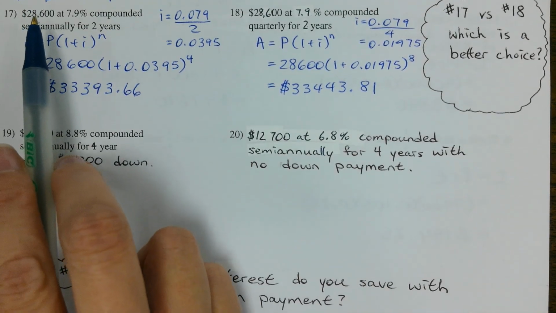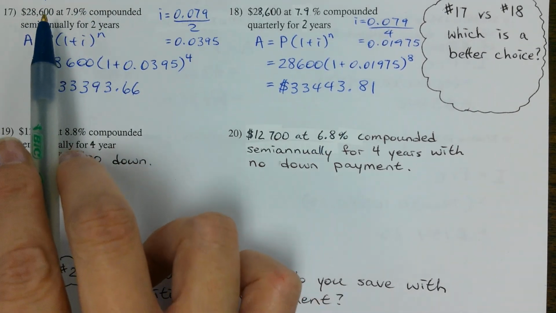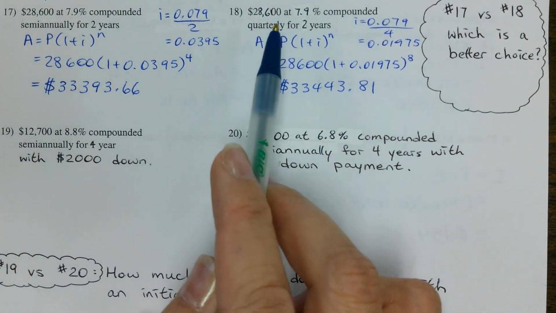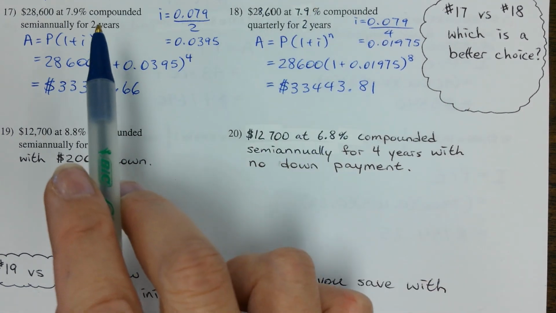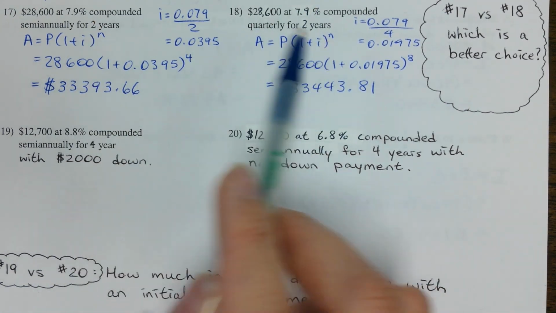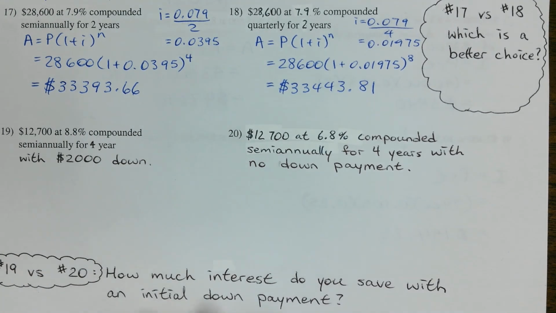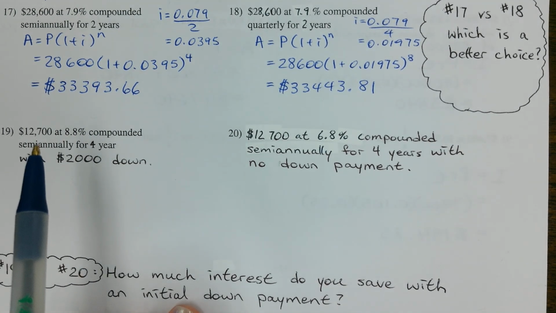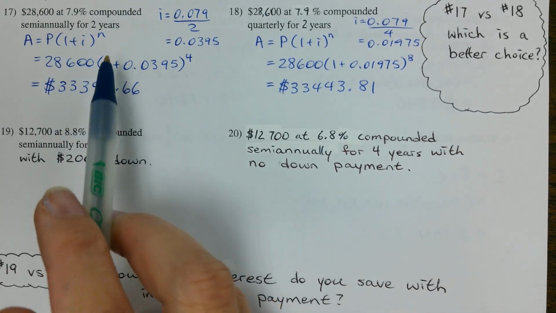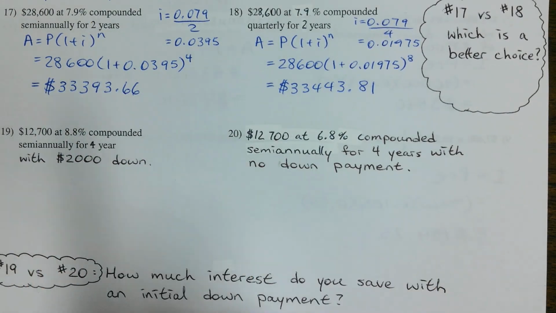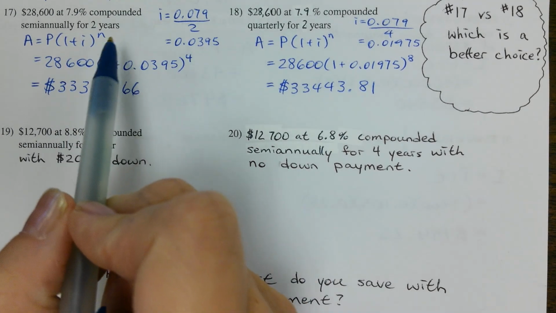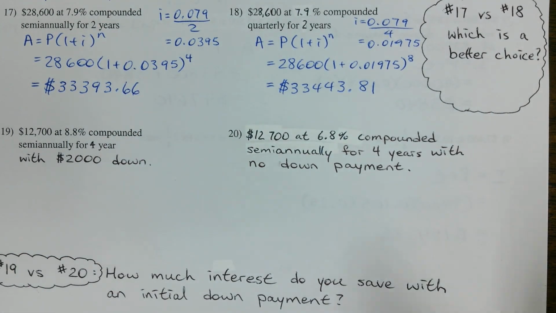So number 17. Notice the principal amount is the same for both. Interest rate is the same for both. Year is the same. What's the only difference in number 17 and 18? Time period. Not time period, time period is 2. How compounded is the compounding period. So on the test, if you just say the time period, it's wrong. Time period is the same at 2 years, but the compounding period differs.